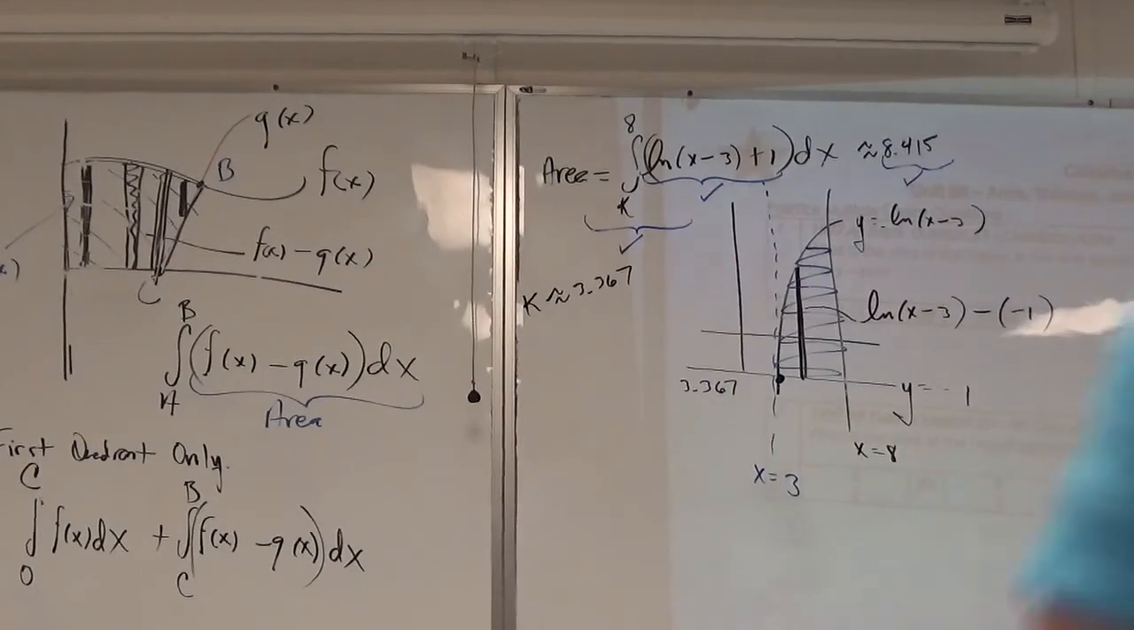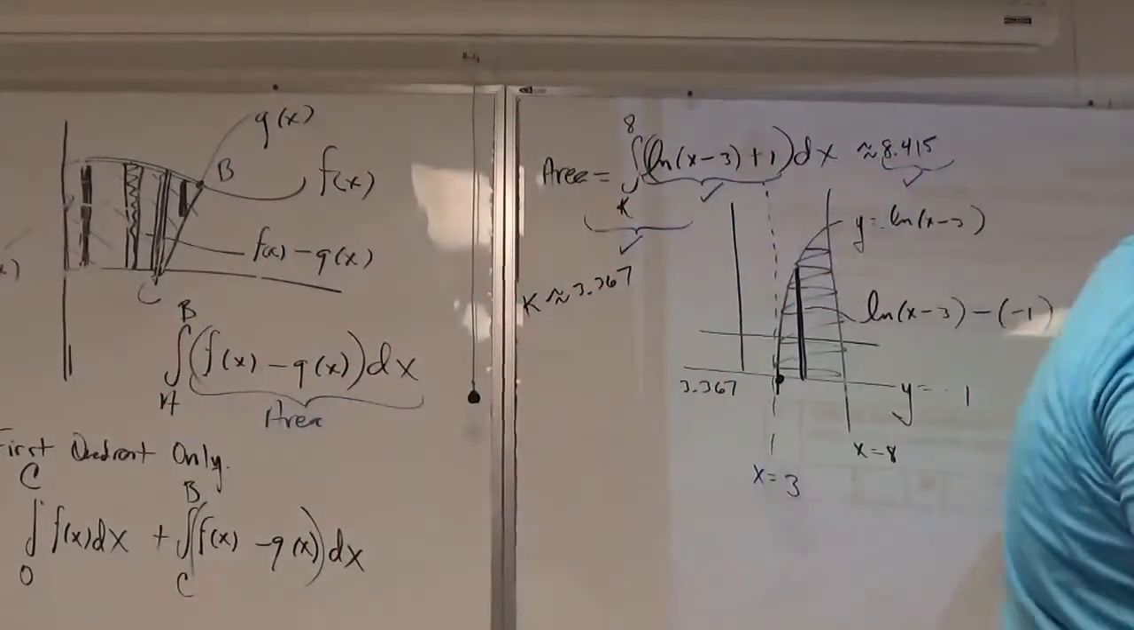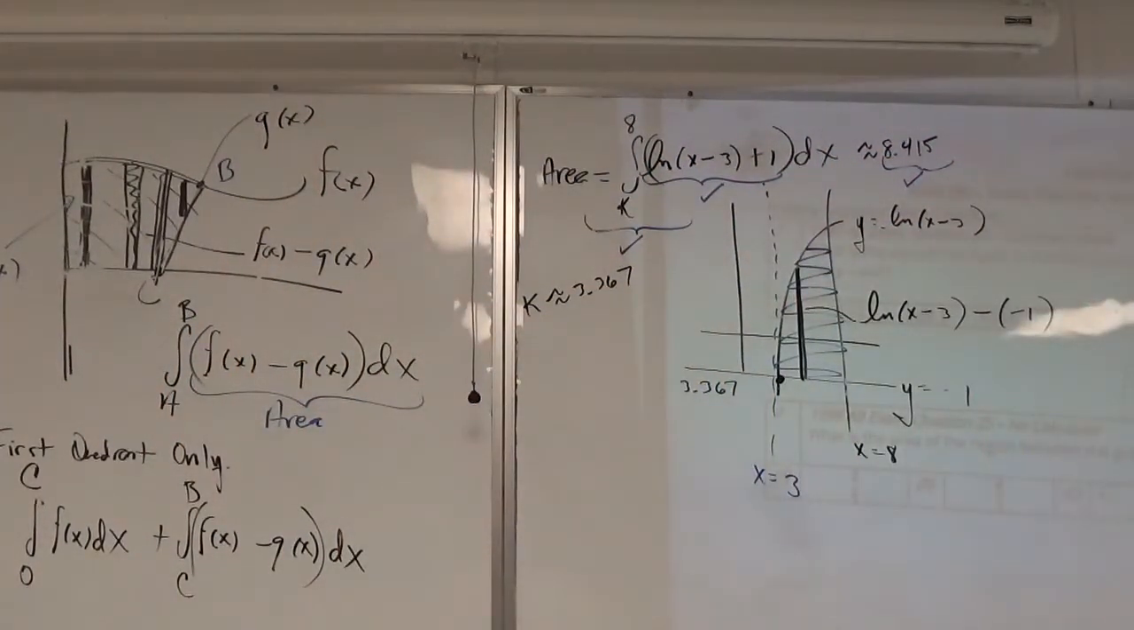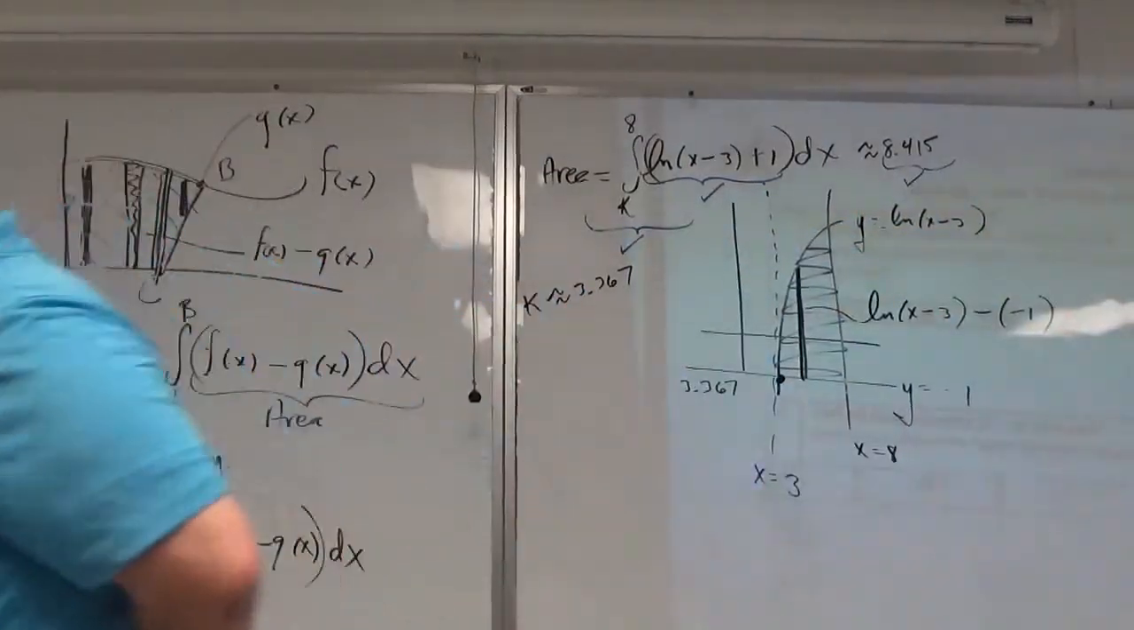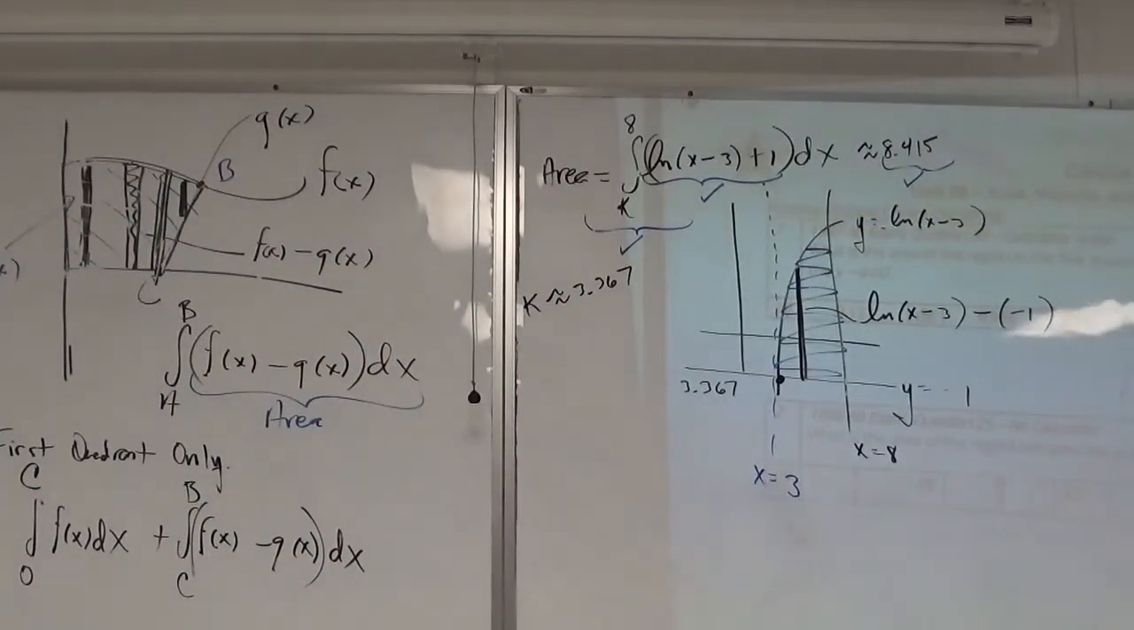Is that the second one? Yes, keep going. Three is D. I would take the natural log of both sides, that would work.